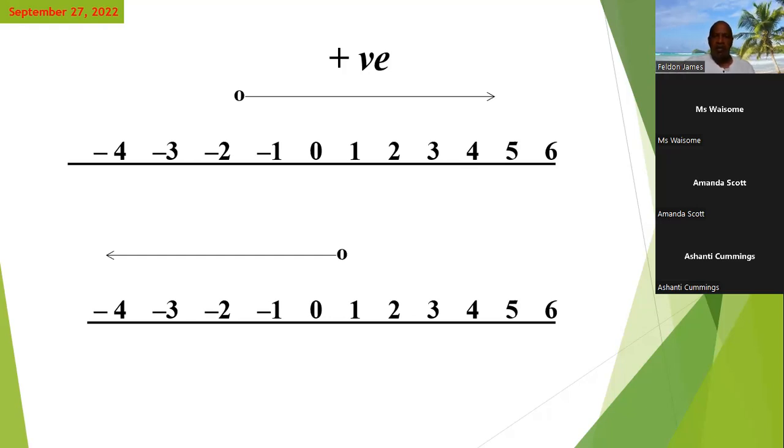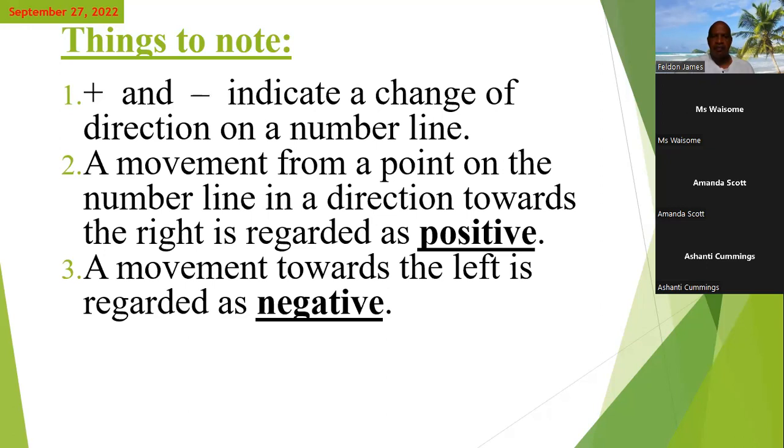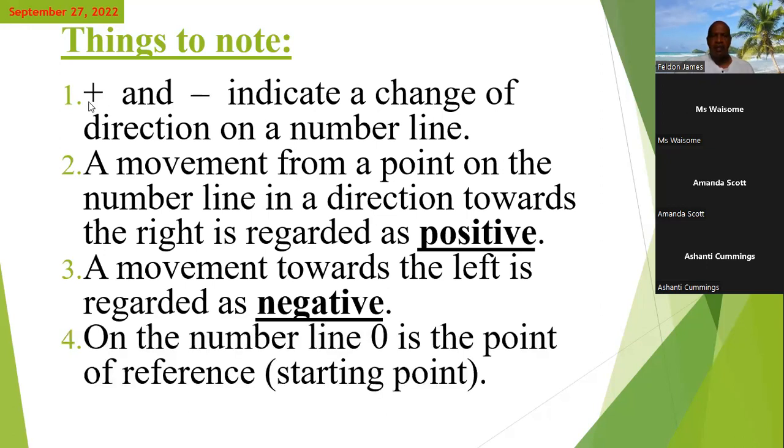All right, now, one of the things that we realized though is that, well, these are things to note. Positive and negative indicate a change of direction on a number line. So the moment, if you were going positive and then you see negative, it means that you're going in the other direction. All right, a movement from a point on the number line in the direction towards the right is regarded as positive. Movement towards the left is regarded as negative. On the number line, 0 is the point of reference or the starting point.